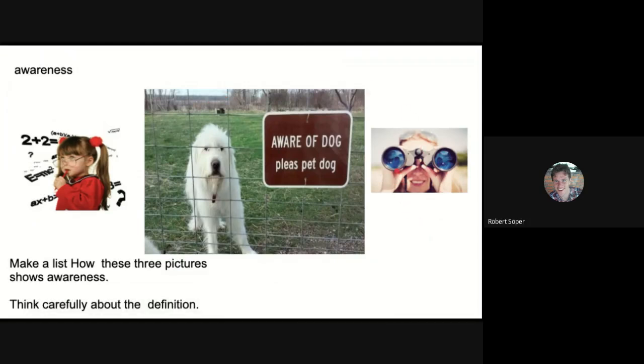And here's a very simple one. The woman is showing awareness by using binoculars. So she's trying to see what's happening around her. So awareness always involves some sort of seeing. But often it's seeing in a deeper way.